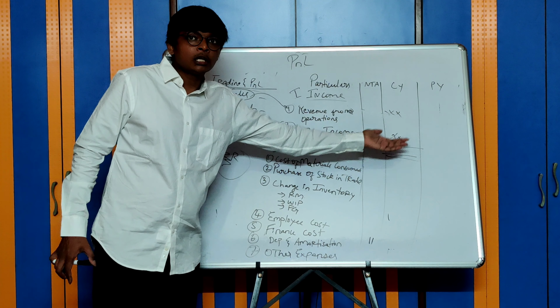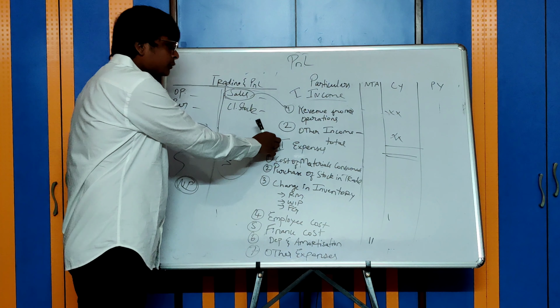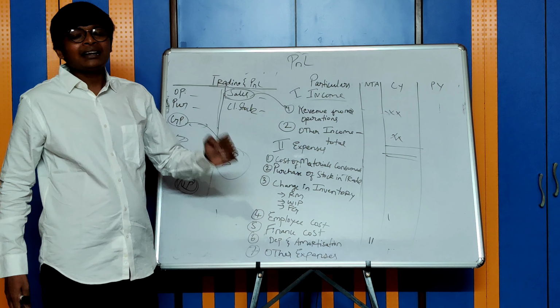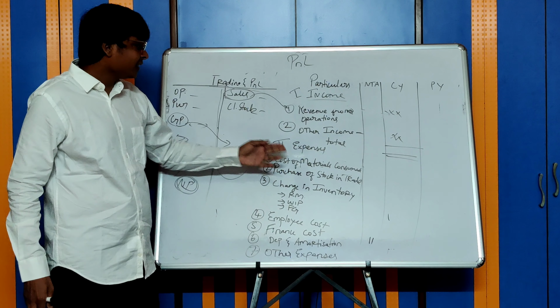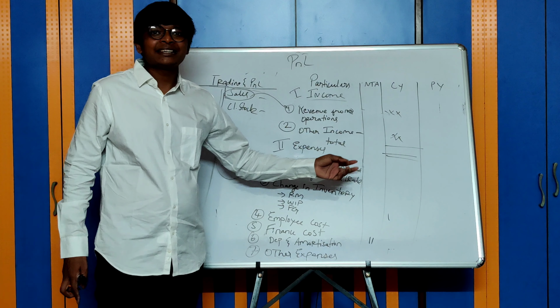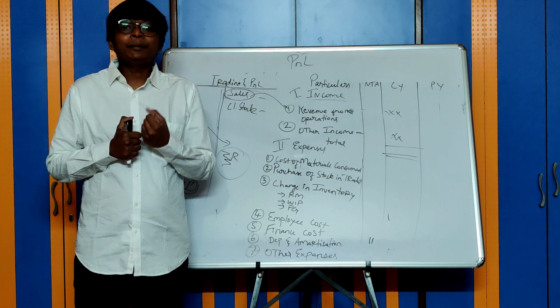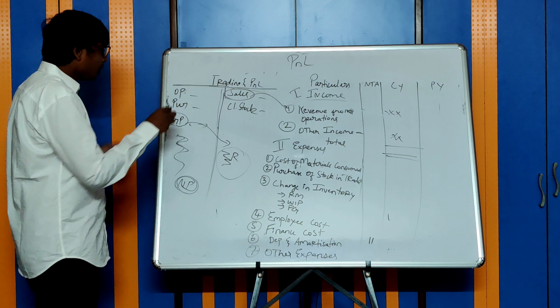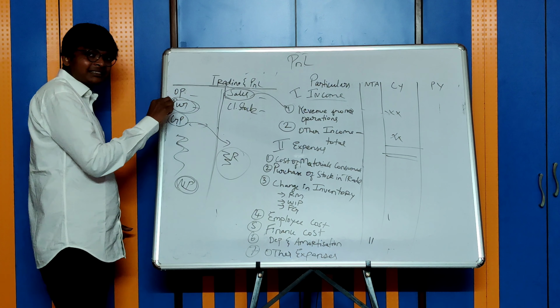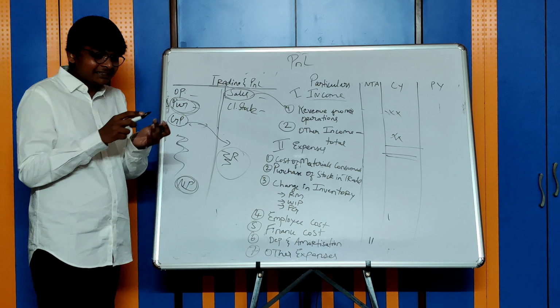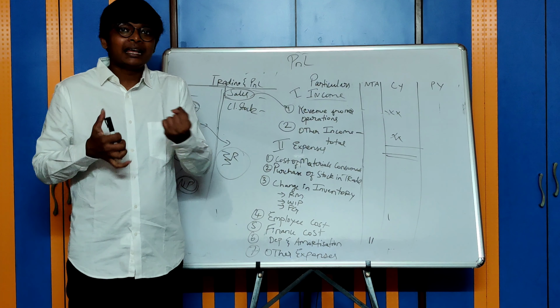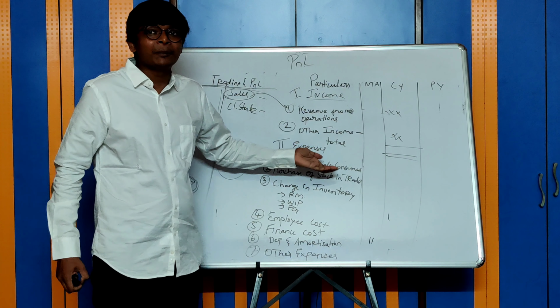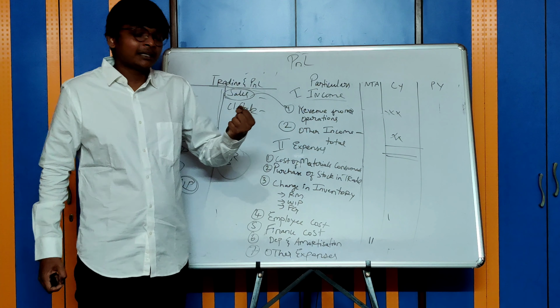Then you will do a total in the vertical column. Next we will move into expenses. Under expenses, we have first item, cost of materials consumed. If your company is a manufacturing company, all the purchases and any expenses directly related to purchase like consumables etc. will come under cost of materials consumed, your raw materials.